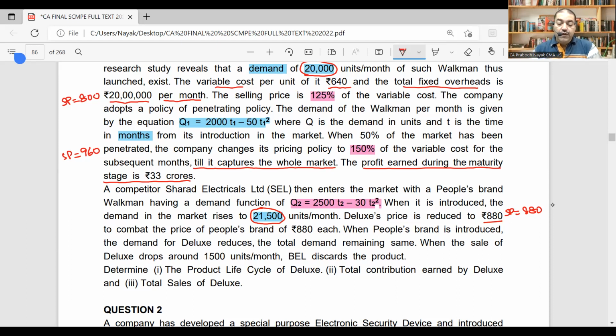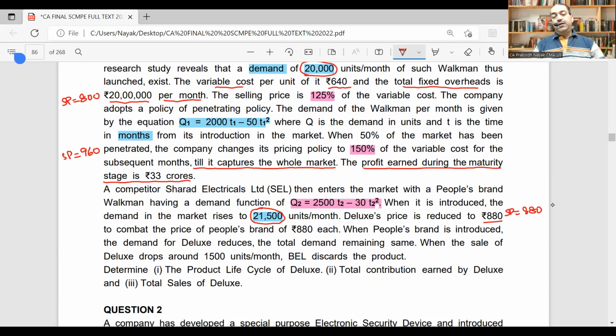Okay. What are we supposed to do? Determine the product life cycle of Deluxe. Second, total contribution earned by Deluxe, and total sales of Deluxe. So three things we require. What are the three things? Product life cycle, total contribution, and total sales. Okay. So this is the scenario.